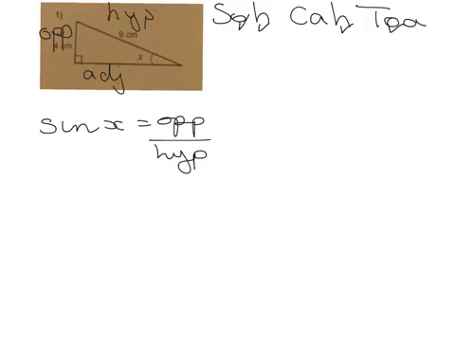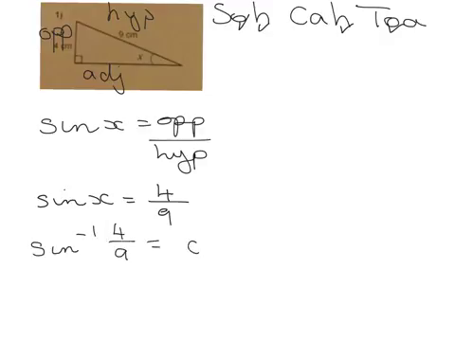Now we need to fill in our numbers. So again, sine x, our opposite side is 4, and our hypotenuse is 9. So because we want to find an angle, we have to use the inverse function. So it's sine to minus 1, or inverse, 4 over 9 is equal to x. And that's how we put it into the calculator. So remember, it's shift sine to get the inverse function on the calculator.